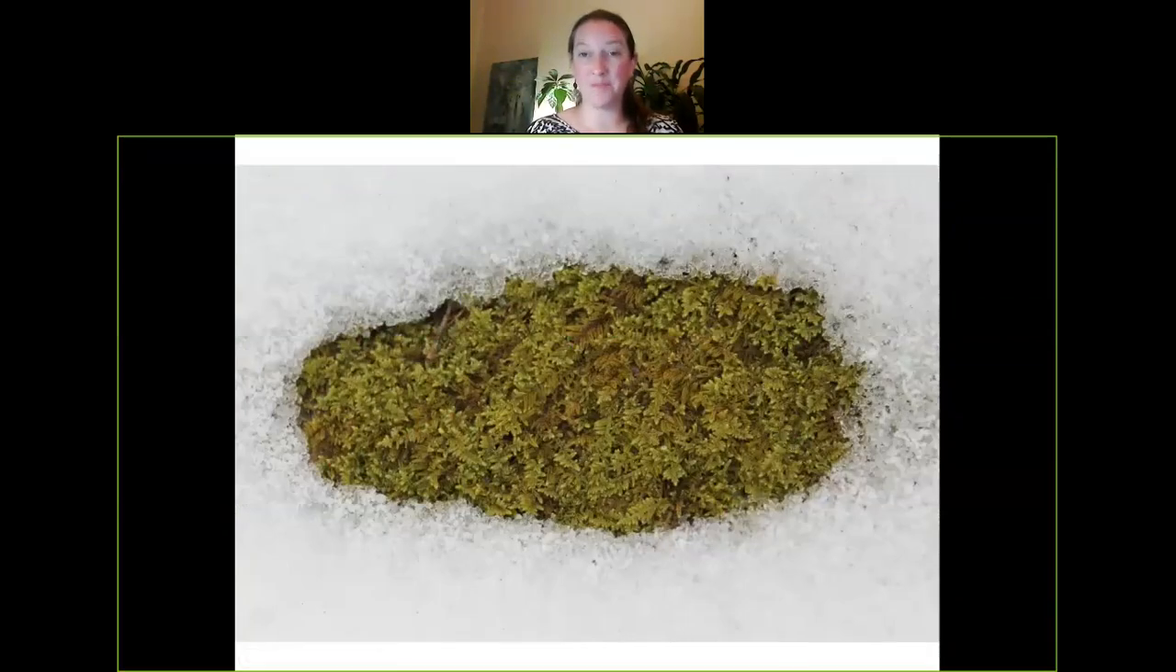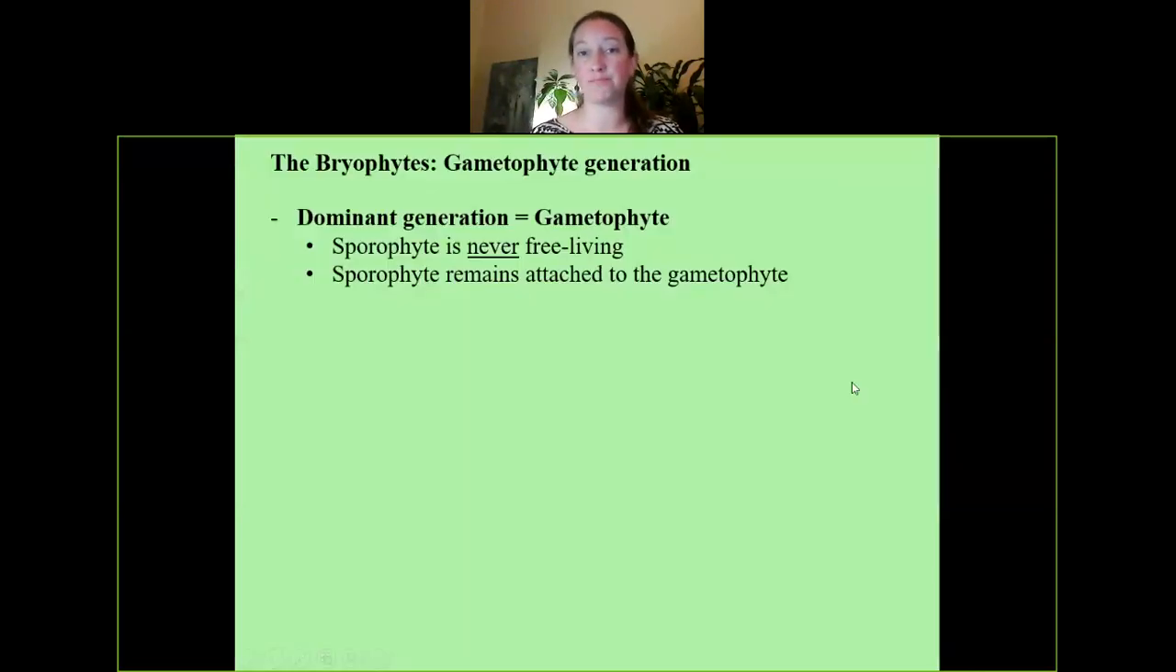Remember I said that they can live in extreme environments. So check out this moss that's living under the snow. No problem. Having a great day living under that snow.